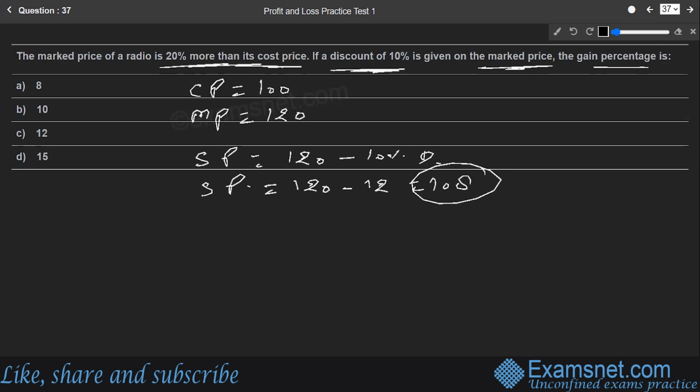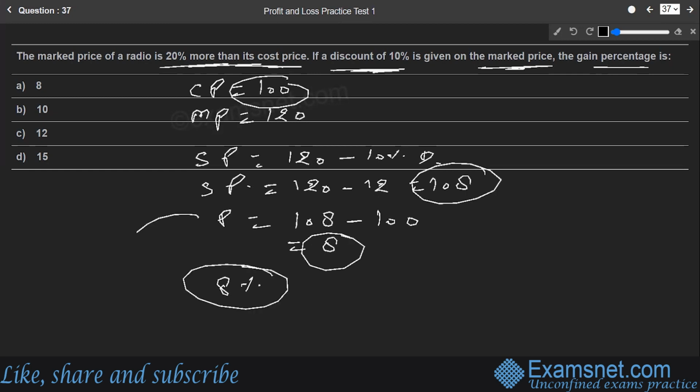Now they are asking for the gain percent. So how much gain or profit has happened? Selling price is 108, cost price is 100. So a gain of 8 has happened, because the cost price is 100. So 8 is 8% of 100 only. So that is the profit percentage value, only 8%, and that is available in option A, which is the right answer.